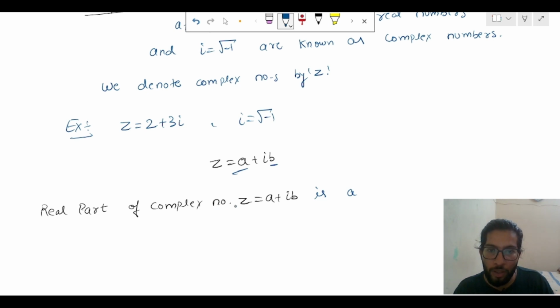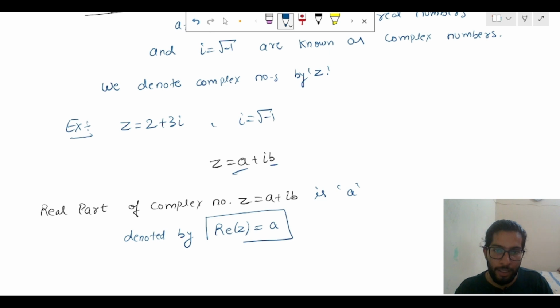So for complex number z is equal to a plus ib, we have its real part is a, which is denoted by real part of z is equal to a. This is our representation. Now imaginary part.